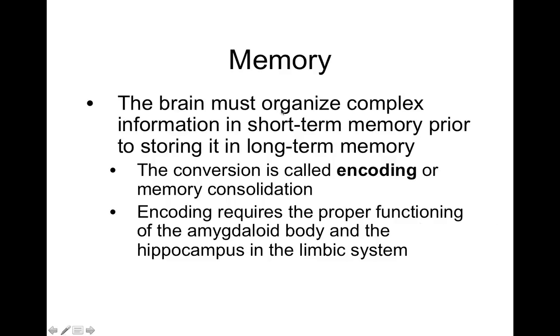Now, in terms of memories, you guys, the brain has to organize complex information from short to long-term memory. The process of converting from short to long-term memory is called encoding, or memory consolidation. And encoding requires proper functioning of things like your amygdala, hippocampus, and limbic system. The amygdala and limbic system are part of the emotional centers of your brain, and the hippocampus is involved with consolidation of these memories. So memories that are stored better have an emotional component. If you want to remember something better, get emotional about it. Whether it's good or bad, you will remember that better, right?